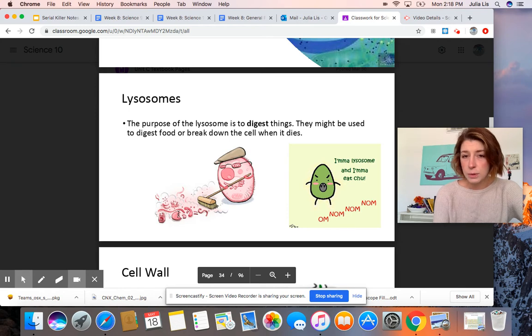Then lysosomes. Lysosomes are found in animal cells only. They're cool because they go around and break down any stuff that we don't need anymore. They digest garbage within our cells, so they're the cleaning crew.